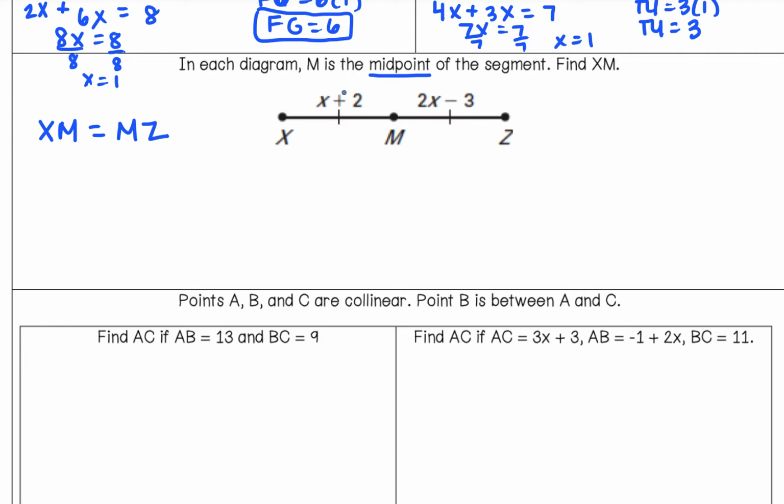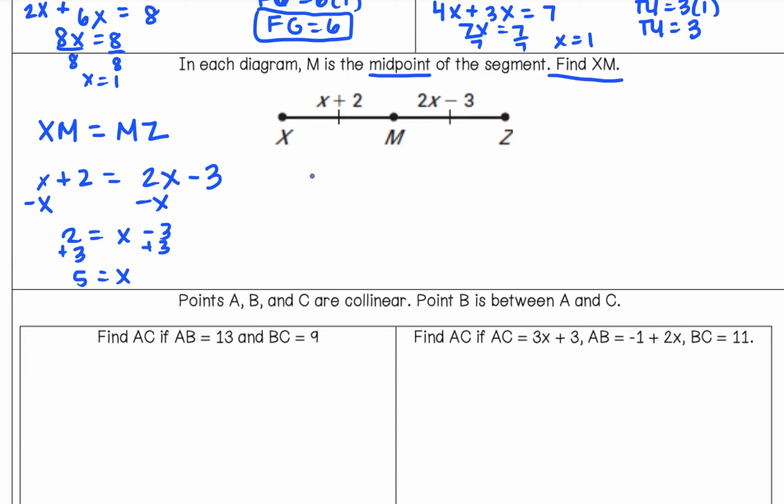So because we know that, we can plug in these values for XM and MZ. So XM is measured as x plus 2, and we can set that equal to MZ, which is 2x minus 3. We're going to solve this equation to figure out what x is. So I'm going to subtract x from both sides. I get 2 equals x minus 3. I add 3 to both sides. So I get 5 equals x. Now we're not done because the problem asked us to find the measure of XM.